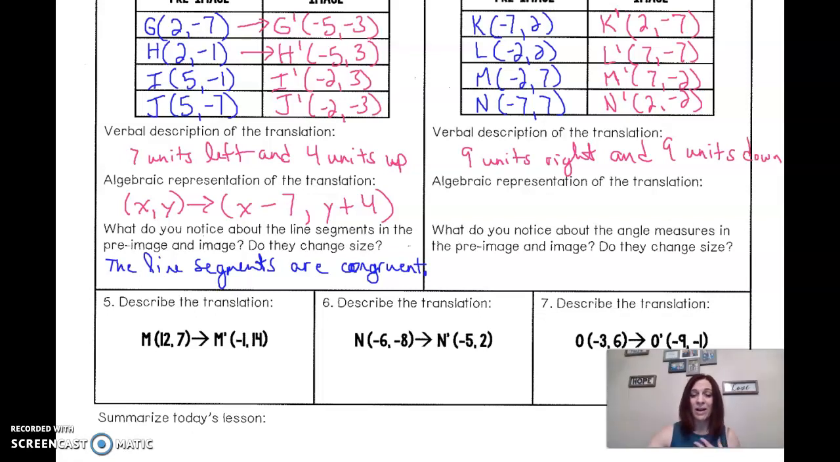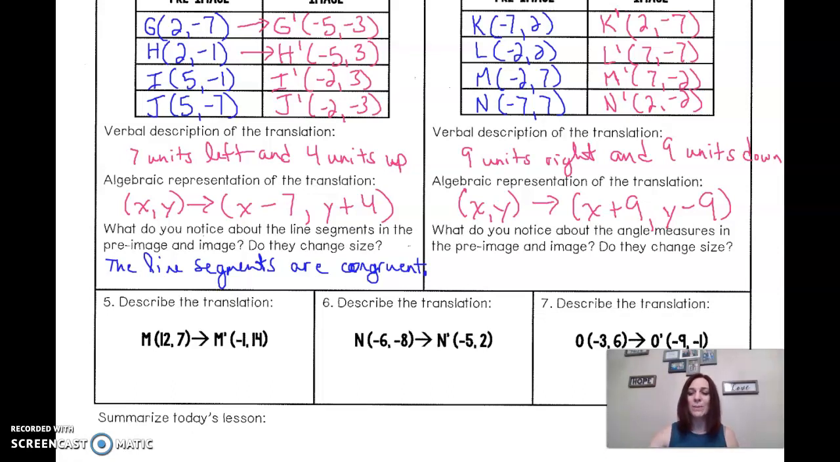Okay, so our algebraic representation, remember our coordinate notation, left to right movement is the x. So I'm moving 9 units to the right. I'm adding 9. If I'm going from negative 7 to a positive 2, that's going to be plus 9. Negative 2 plus 9 is positive 7. And then our y is our up and down value. Okay, so if I'm going 9 units down, that's the negative value, right? That's a subtraction. So I'm going to say whatever y is, minus 9. Again, 2 minus 9 is negative 7. 7 minus 9 is negative 2.